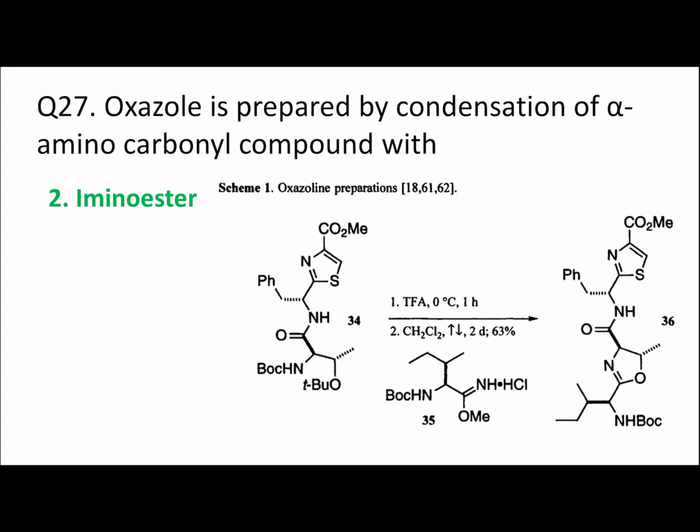And next you can see below here, this is the amino ester. An ester is a compound which contains a C double bond O. If instead of C double bond O there is C double bond NH, then it is called amino ester. And here you can see subsequently oxazolidine is prepared, or oxazole ring is prepared. So in this way, from amino ester and alpha amino carbonyl compound, if we condense them, then we can get oxazole ring.